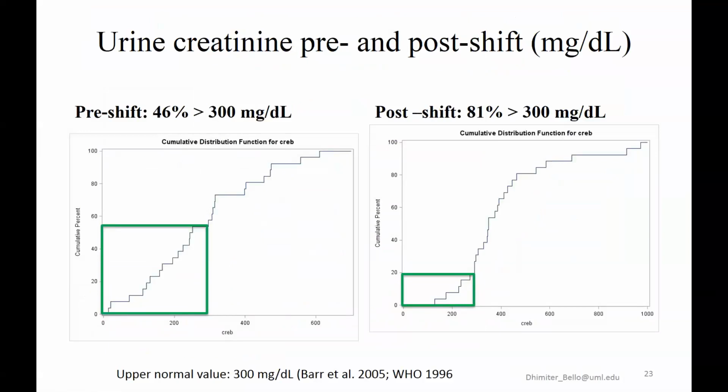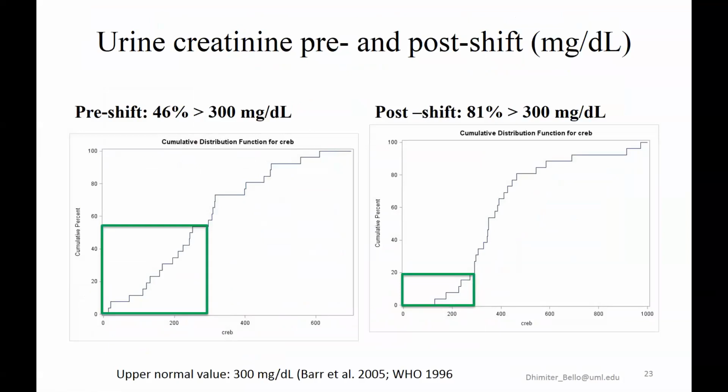WHO recommends of about 300 milligrams creatinine per 100 milliliters. And about half of those workers would exceed that upper normal level at the beginning of the shift. Again, that goes along with a dehydration concept. But then at the end of the shift, that number will be over 80%. And so this huge change in the amount of creatinine produced post-shift reflects both increases in the level of dehydration or concentration in urine, but also reflects physical activity.